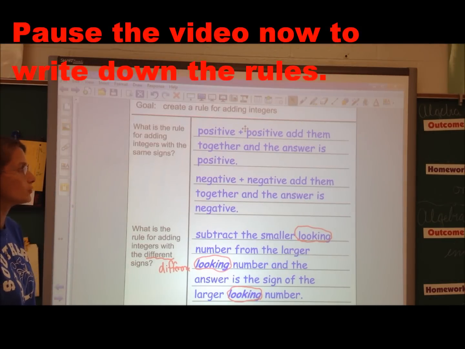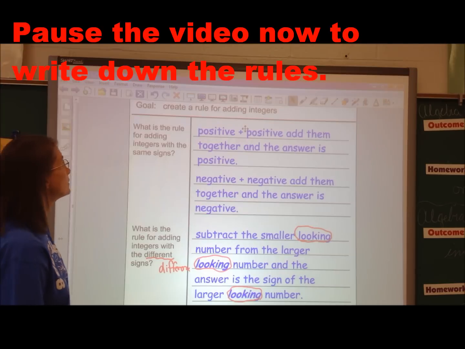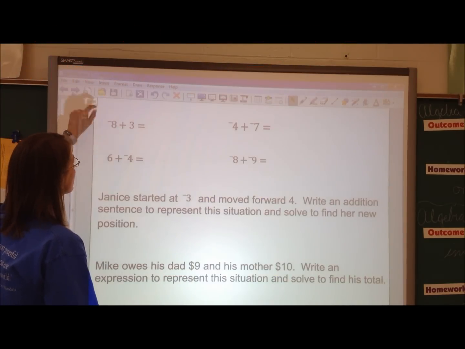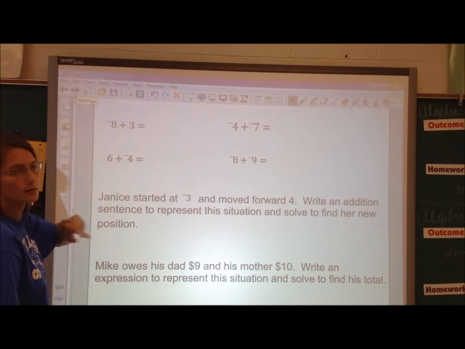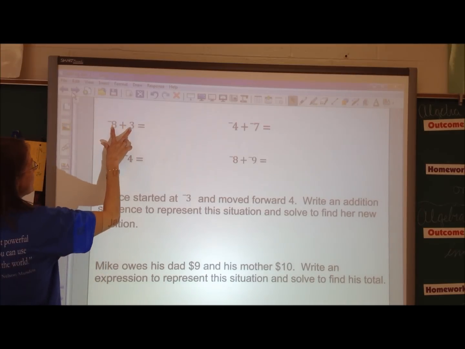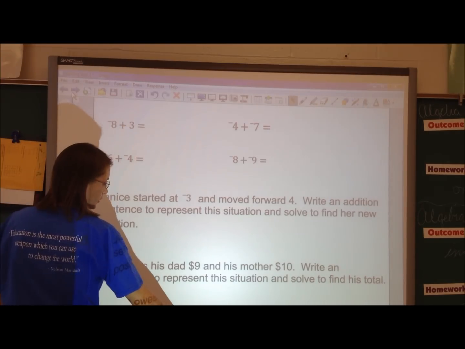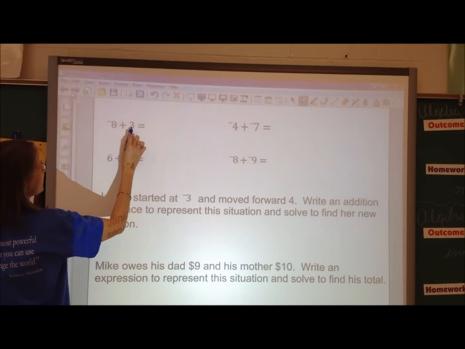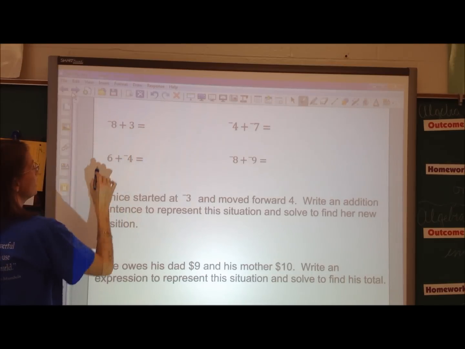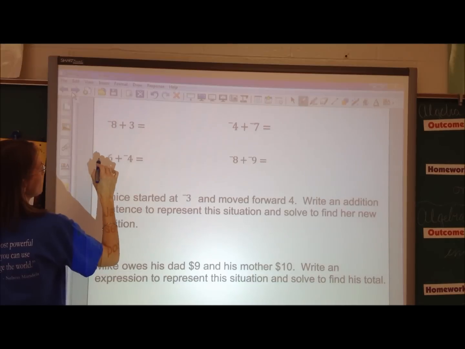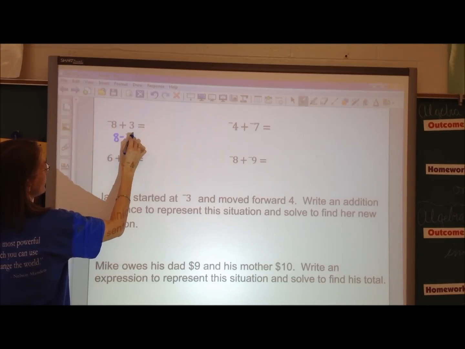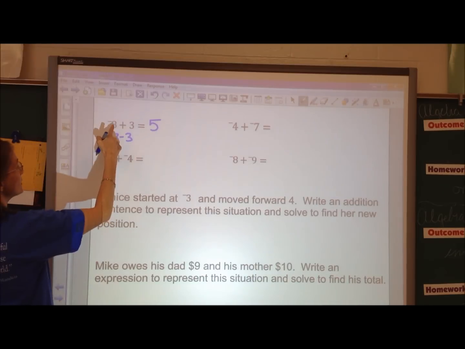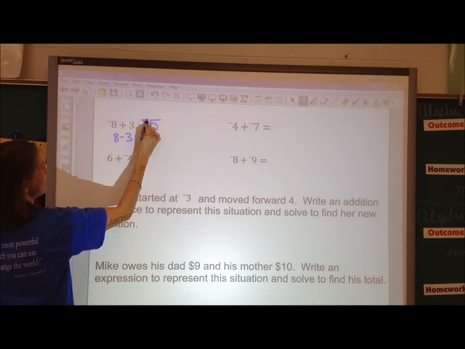And now we're going to use those rules to solve some adding integer problems. So the first one I start with is -8 plus 3. Now these are different, and different means to subtract. So I'm going to take my larger looking, this one looks larger, and I'm going to subtract the smaller from that. So 8 minus 3 is what I'm doing in my head, is 5. And the one that looks the largest is 8, so it's a -5.